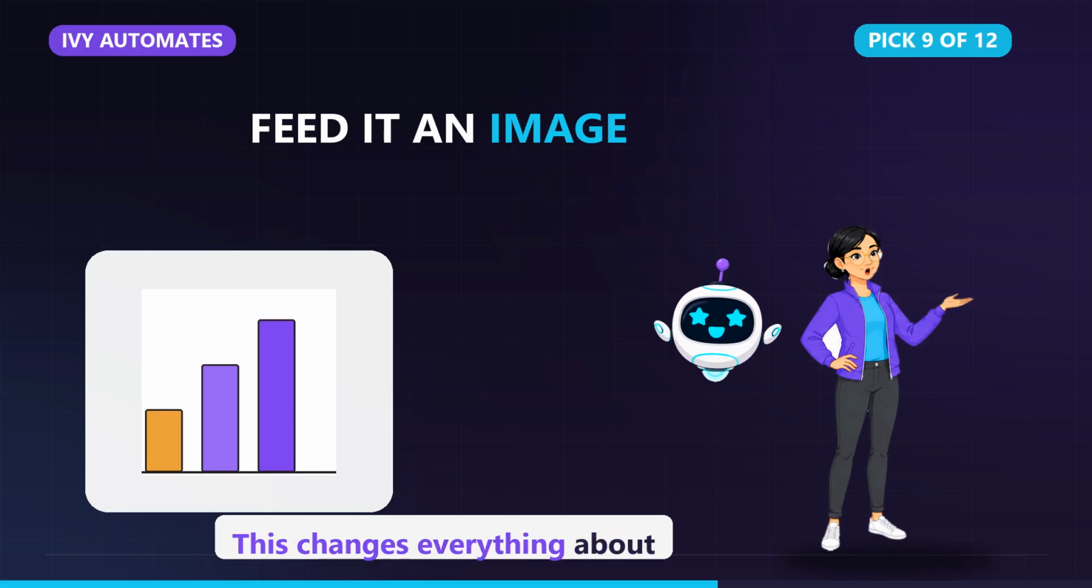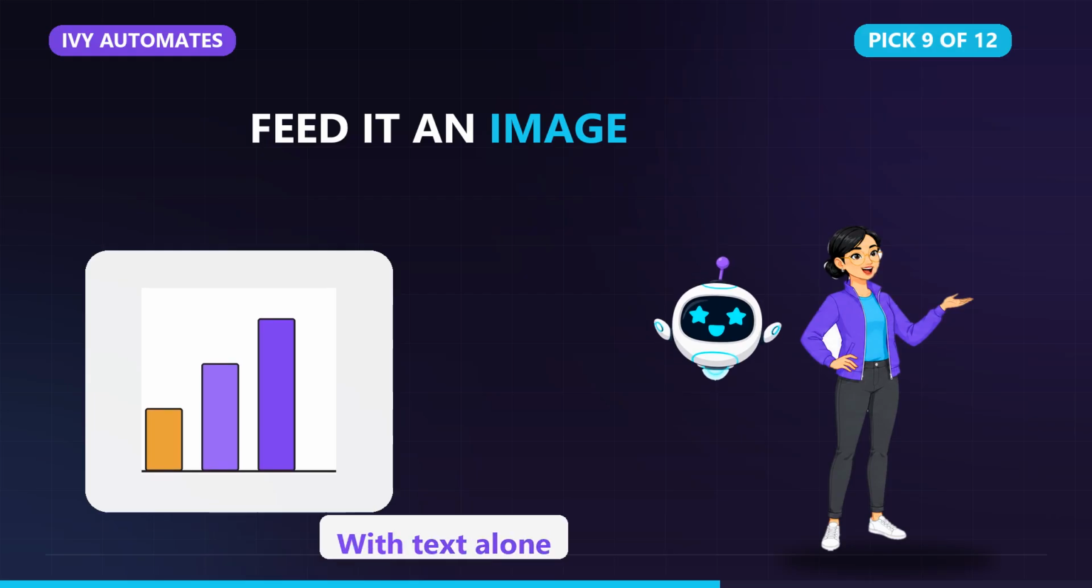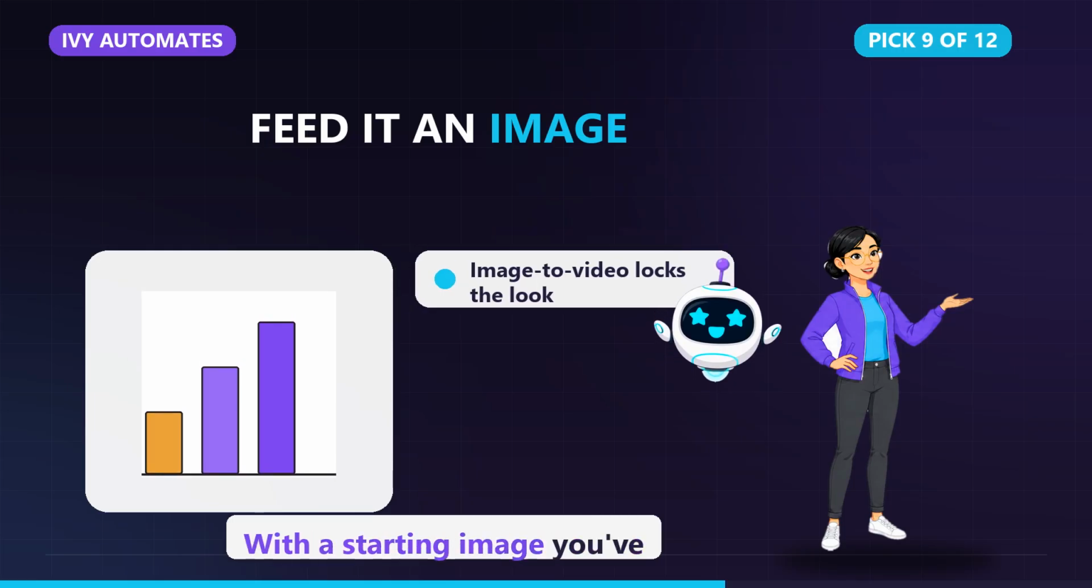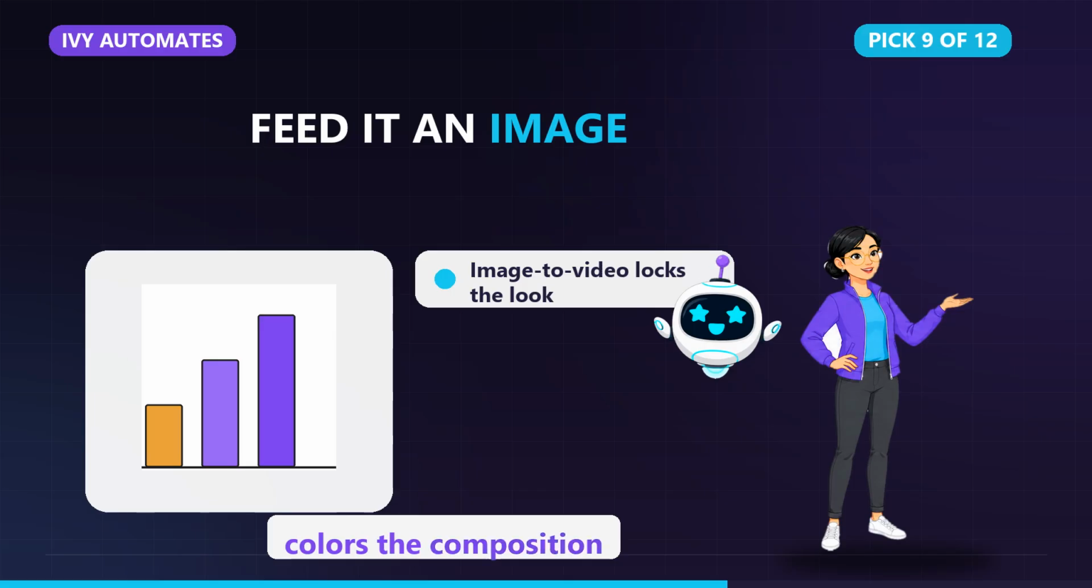This changes everything about control. With text alone, you're rolling dice on what the subject looks like. With a starting image, you've already locked the look, the colors, the composition.